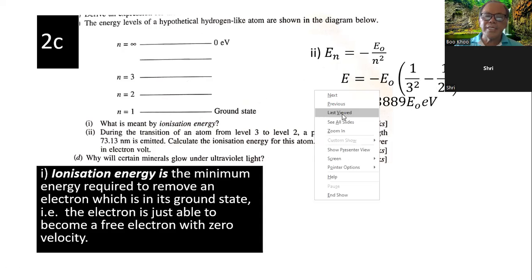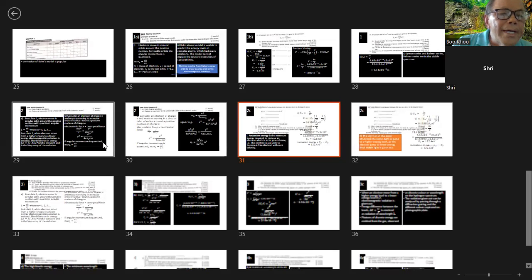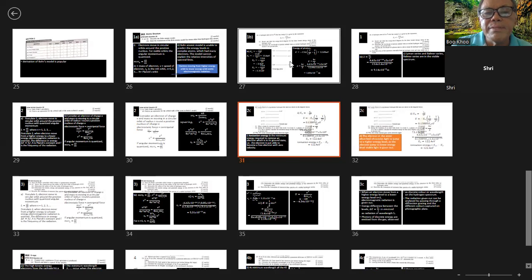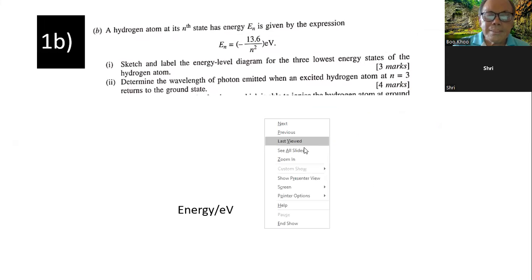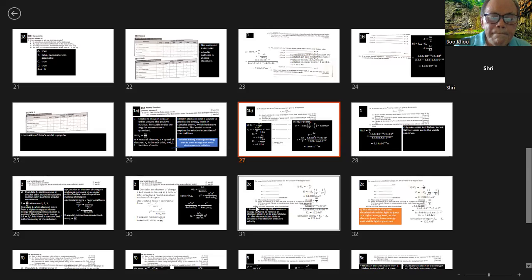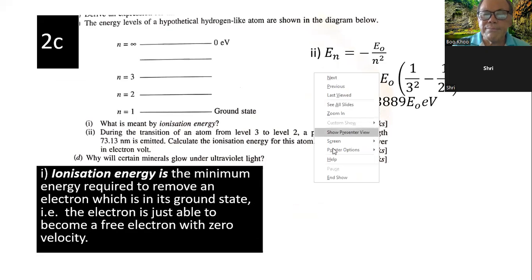Remember, we are just using this formula, except you must know that this is your ionization energy, and we represent it as E naught. That's all. I think it's not clear from here. Maybe we can put another step.